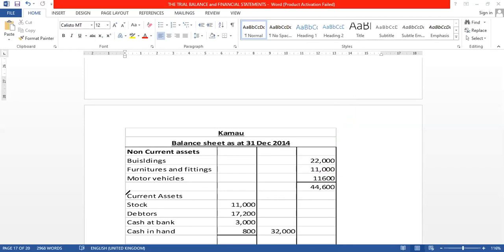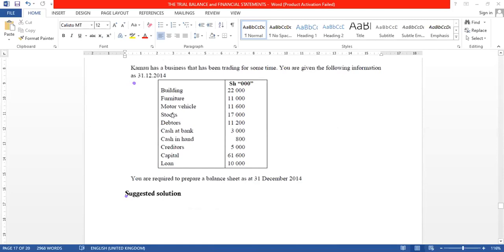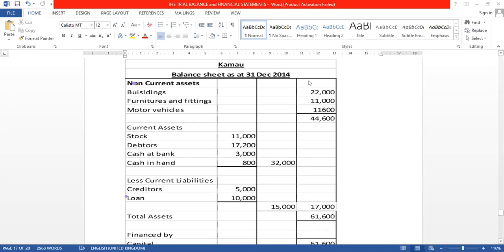The next part is what we call current assets, right? From the information that we have here, current assets, we have stock, debtors, cash at bank, and cash in hand. Again, you list them in that order. I don't want to talk about the order at this time. Later on, we'll be looking at why we start with stock, then debtors, then bank, then cash in hand. Can we record them there and confirm that it is 32,000?